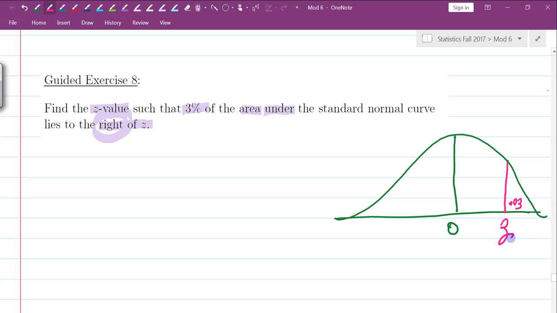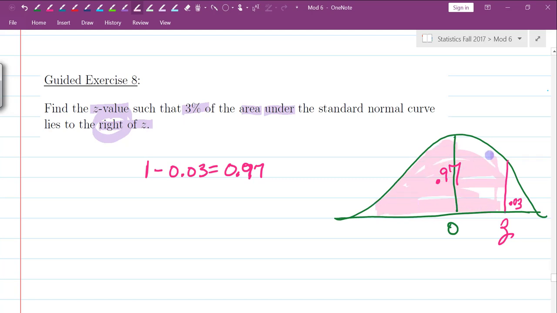So to find a z value where the area to the right is 0.03, well, if the whole area of the curve is equal to 1, and I'm going to then subtract off 0.03, what's left? Whoops, 0.97. So this whole area in here is equal to 0.97. Now my tables that we have give us the area to the left over here. Okay, that's what my tables give me. It gives me all of this area over here to the left.